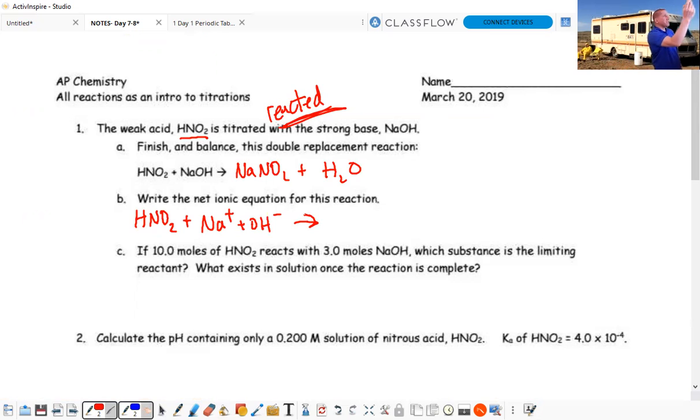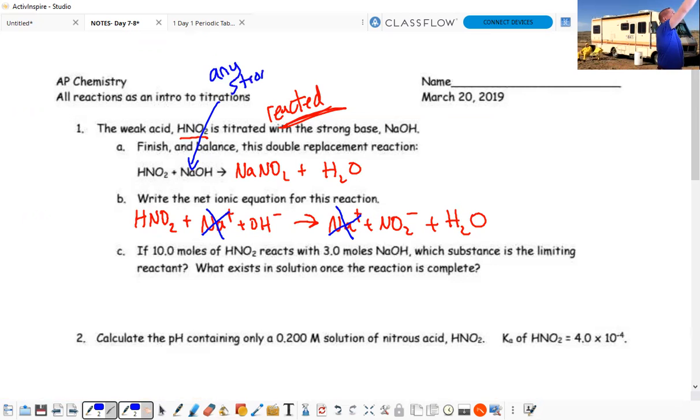How do I know it's soluble? It's sodium. Sodium is group 1, all group 1 metals. And then water is a covalently bonded molecule, so it does not ionize. So we do have a spectator ion involved in the reaction here, and that would be Na+. What could be substituted here is any strong base. Now this particular one reacts in a 1-to-1 ratio. So 1-to-1, that's important.